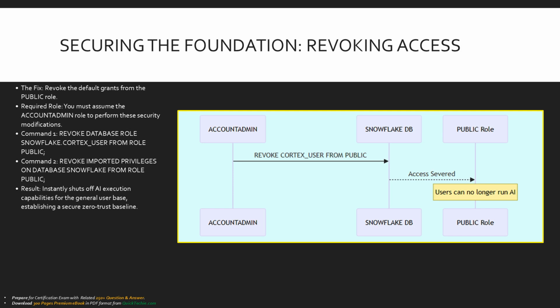So, how do we fix the default state? We move to a zero-trust baseline by revoking those public privileges. To do this, you must assume the account admin role, the highest level of administrative power in Snowflake. From there, you execute a simple but powerful command: revoke database role snowflake.cortex_user from role public. You will also want to revoke the use AI functions privilege from public if you want complete lockdown.